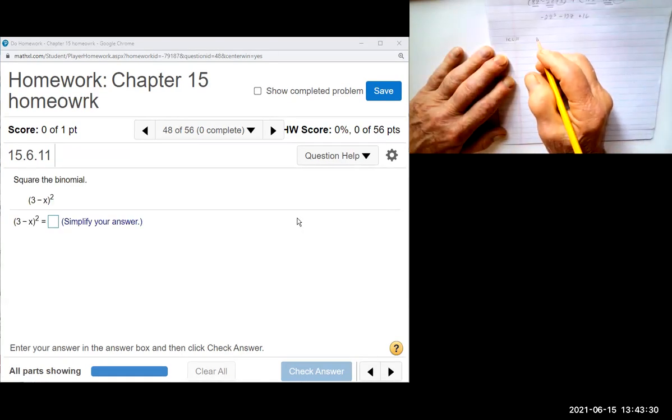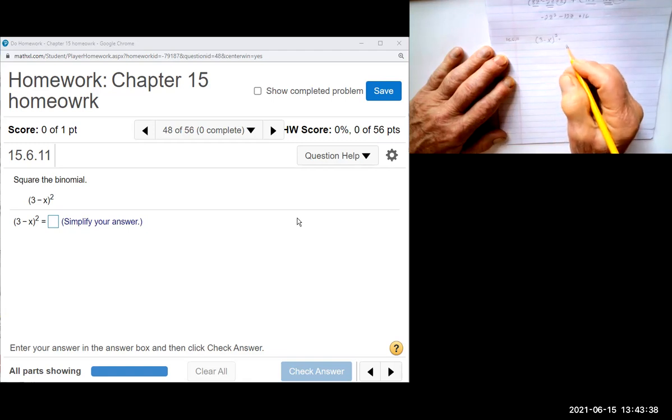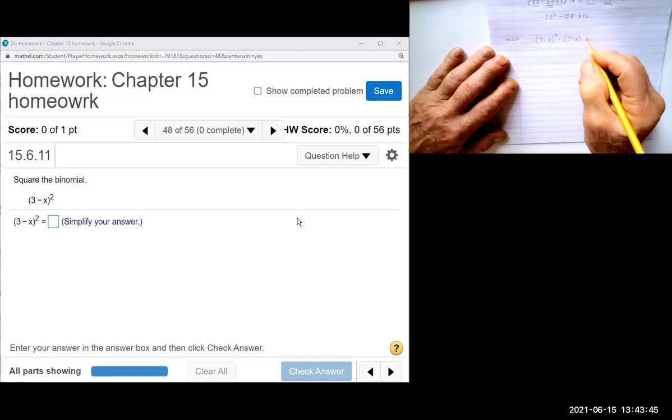We're asked to square a binomial. The binomial is 3 minus x quantity squared. Again, many students make mistakes in this. Squaring means repeat. So you take 3 minus x and multiply it by itself.